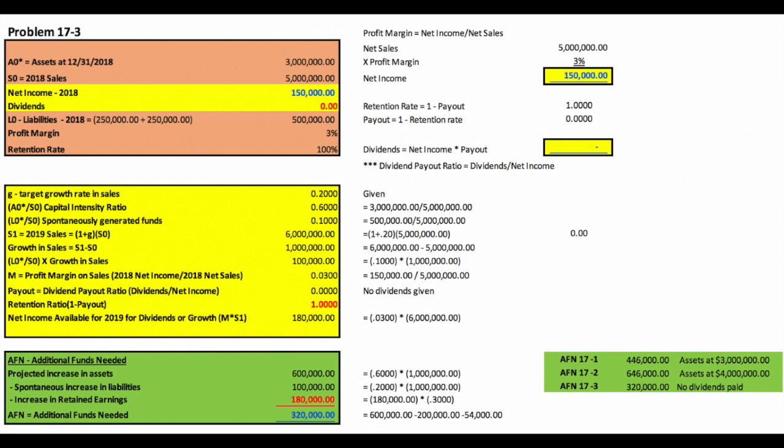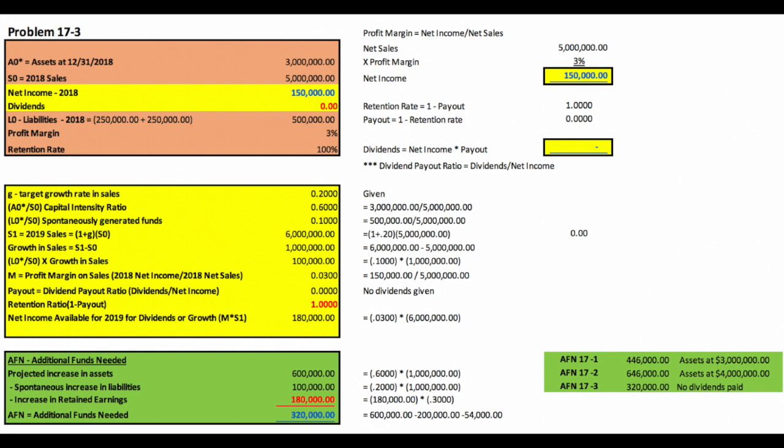Dividends is at 0, and with dividends at 0, the retention ratio is equivalent to 1 because the payout is 0. Since we did not give out any dividends to our stockholders, it means that the increase in retained earnings is higher. From 54,000, it is now 180,000. With this increase, the result for our AFN is equivalent to 600,000 less 100,000, and the new increase in retained earnings, which is 180,000. The equivalent AFN is equal to 320,000.